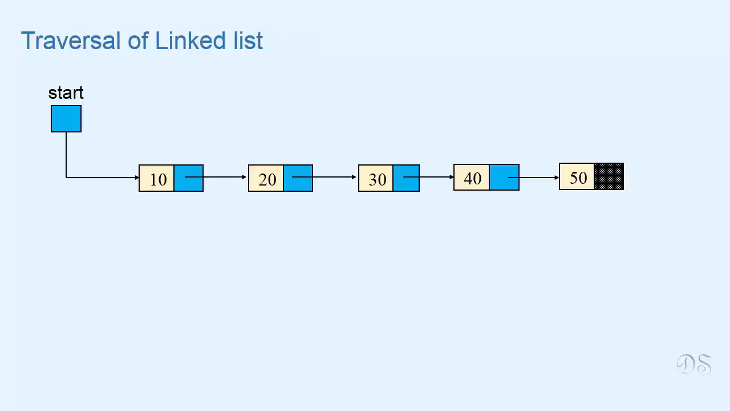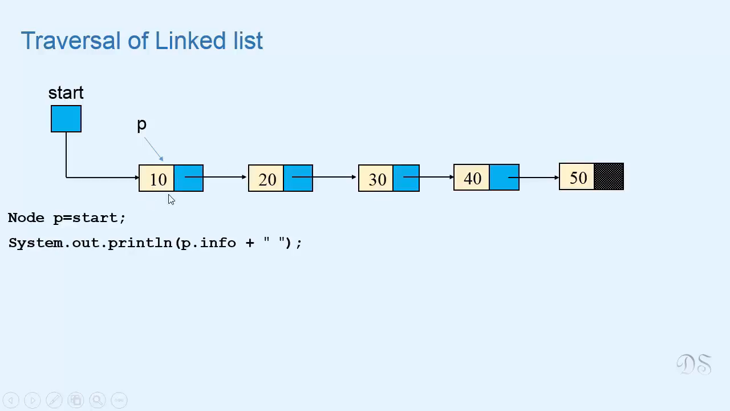Now we'll see how we can traverse our linked list. We have to start from the first node. So we'll take a reference P that refers to the first node. To make P refer to the first node, we'll initialize it with start because start refers to the first node. Now while visiting each node, we'll print the contents of the node.